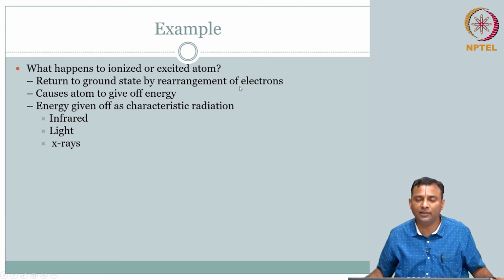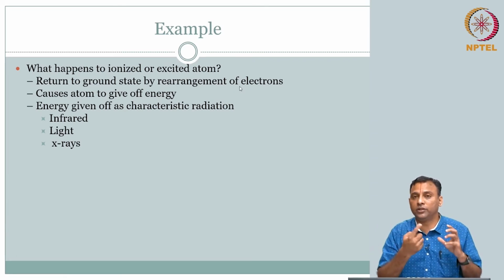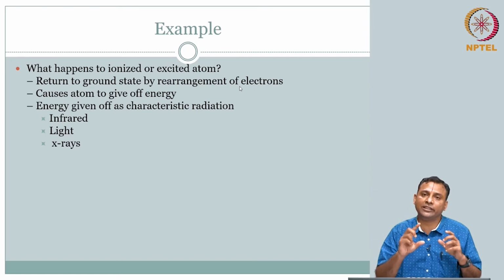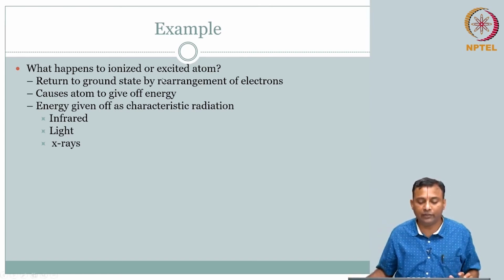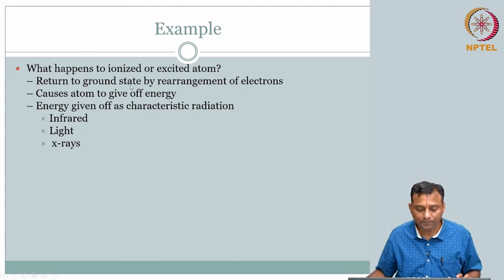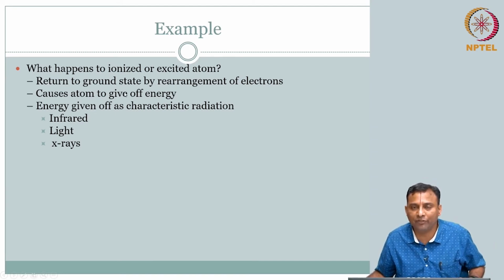Why rearrangement? We talked about how when it comes to ground state, it chooses its alignment, it comes to the shell, and even within a shell it takes a quantum state, the lowest configuration that it can, and therefore, that is rearrangement. So, this causes the atom to give off energy, because that is excess energy. When this energy is given off, it is called characteristic radiation.